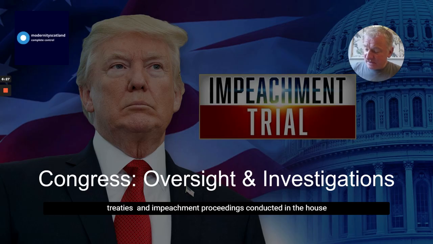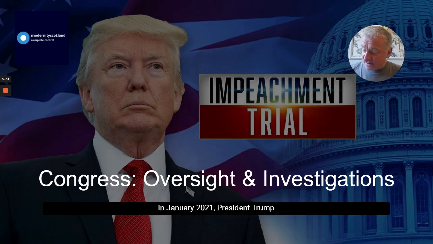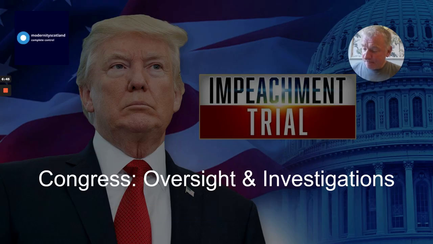Impeachment proceedings conducted in the House and tried in the Senate were carried out against President Donald Trump. In January 2021, he became the first president to be impeached twice. He was cleared of the charges of incitement of insurrection against the US government and lawless action at the Capitol.